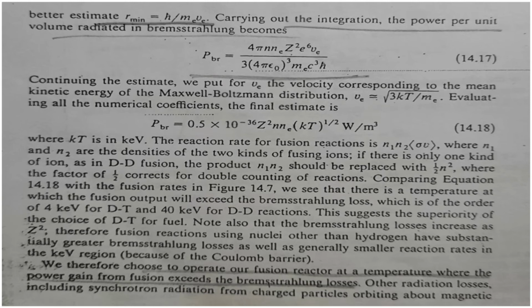We know that the reaction rate for fusion reactions is N1 N2 into average of sigma V. Here N1 and N2 are the densities of the two kinds of fusing ions. Sigma is the microscopic cross section, V is the velocity of the interacting ions. If there is only one kind of ion, that is as in the case of deuterium-deuterium fusion, the product N1 N2 is replaced by half N square. Here the factor half just corrects the double counting of reactions.